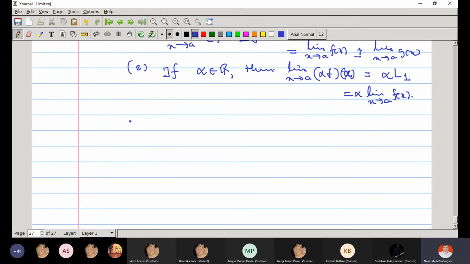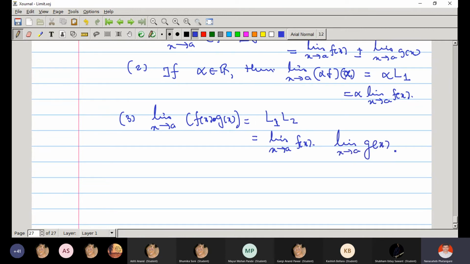Now third, the limit as x tends to a of f(x) into g(x), the product. And what do we expect here? L1 into L2. See, here we expect the limit of the product to be the product of the limits because of the sequential approach. If you see the sequences and the product converges to the product, the sequences play a very important role in this analysis. So the limit as x tends to a of f(x) into the limit as x tends to a of g(x).